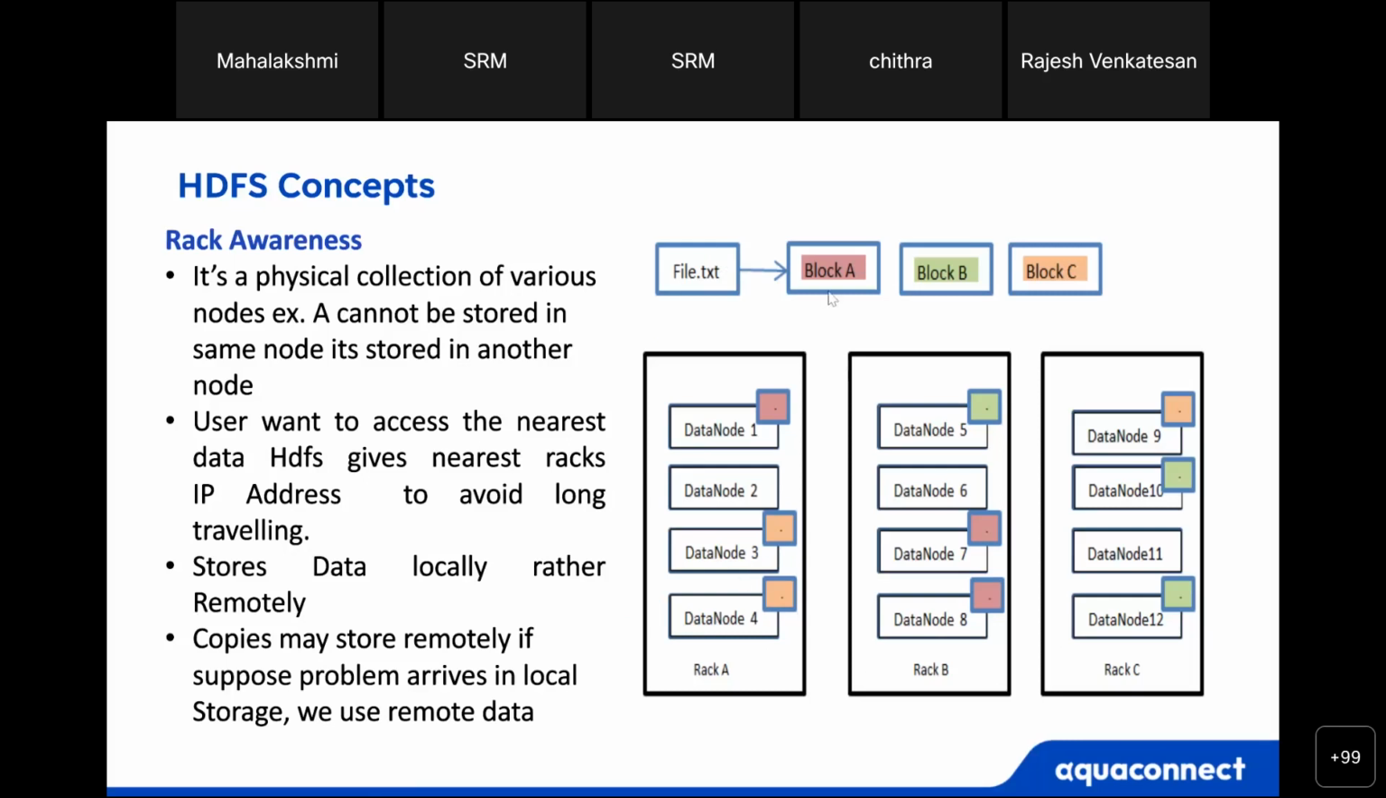In rack A, block A is repeated only one time, but in rack B, it is repeated 2 times. Block B is repeated for a single time. Here, in rack C, block C is repeated for a single time, but block B is repeated for 2 times.